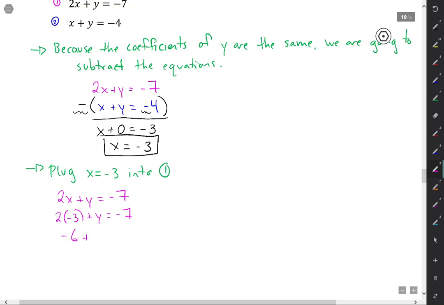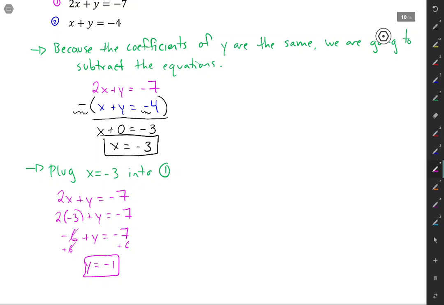So -6 plus y is equal to -7. And then finally, we're going to add 6 to both sides of the equal sign. So we will get that y is equal to -1. So our solution for this one is -3, -1.